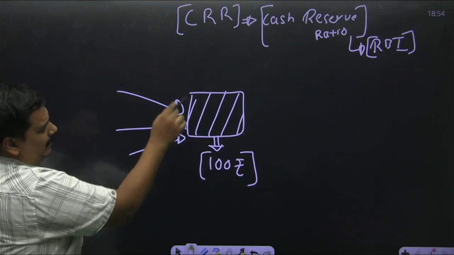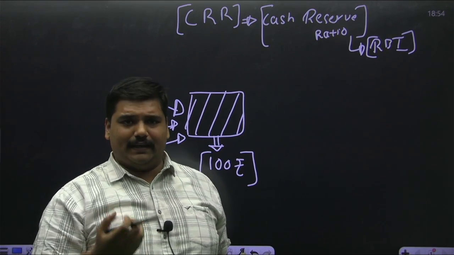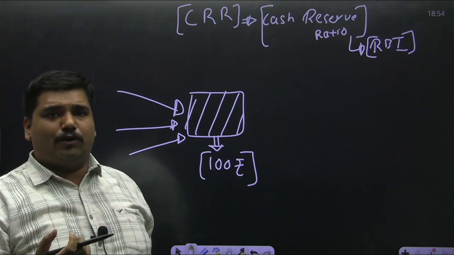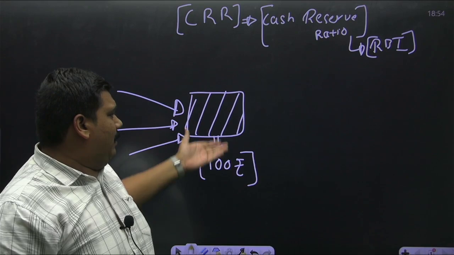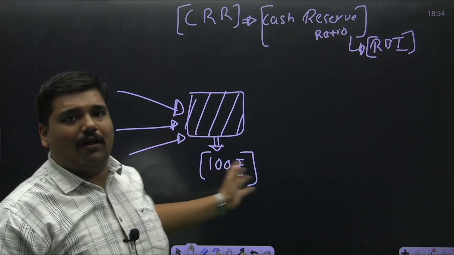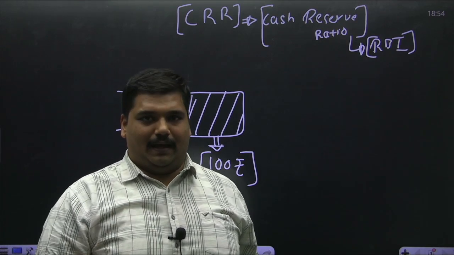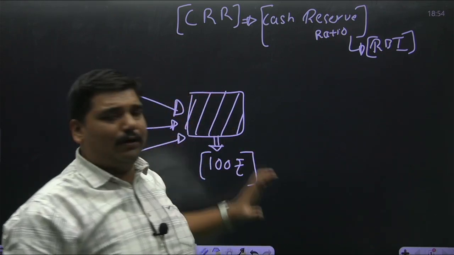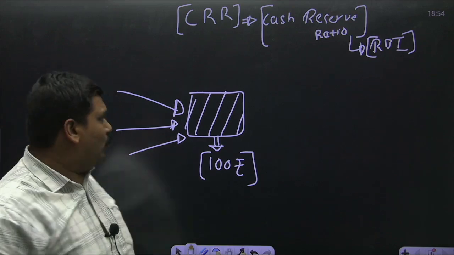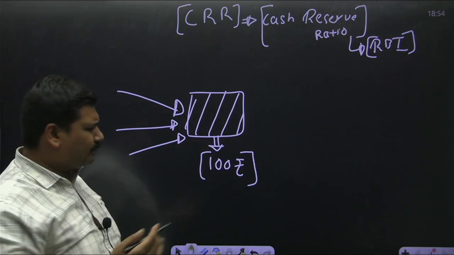See, what happens if the entire 100 rupees is given away for loans? Next day, a customer might come to the bank and ask for his money. They have the right to withdraw money from the bank. But since the bank has given away all the 100 rupees, the bank will be left in a state of bankruptcy. Bankruptcy means the bank is not able to repay its customers. So, to avoid this, RBI uses a cash reserve ratio.